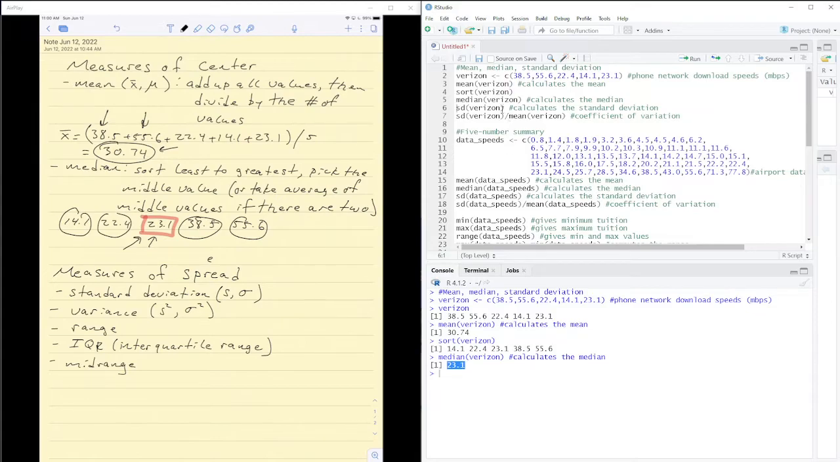Standard deviation is a measure of spread. Okay, so actually let's go backwards and start with variance.